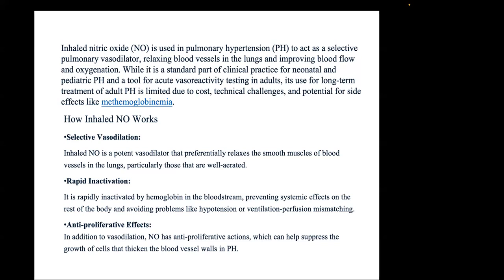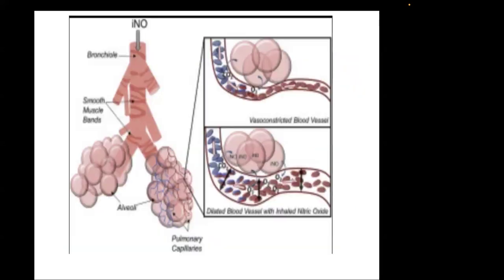How does inhaled nitric oxide work? Selective vasodilator, rapid inactivation, and antiproliferative effect. Selective vasodilatation: it is a potent vasodilator that preferentially relaxes the smooth muscle of blood vessels in the lung, particularly those that are well aerated. Rapid inactivation: it is rapidly inactivated by hemoglobin in the bloodstream, preventing systemic effects on the rest of the body and avoiding problems like hypotension or ventilation-perfusion mismatch. Antiproliferative effect: in addition to vasodilatation, nitric oxide has an antiproliferative action which helps suppress the growth of cells that thicken the blood vessel walls in pulmonary hypertension.